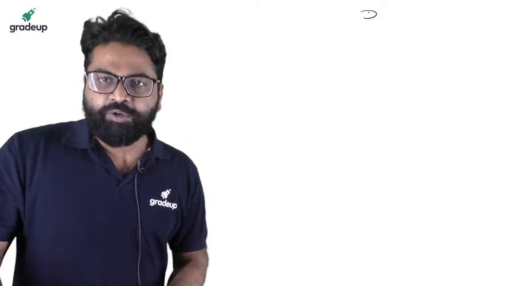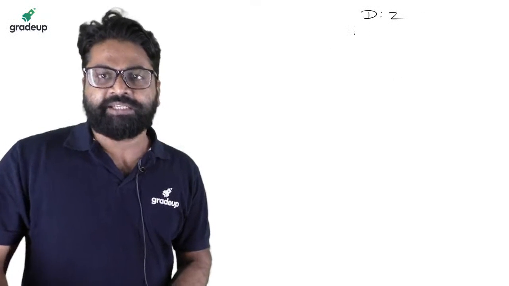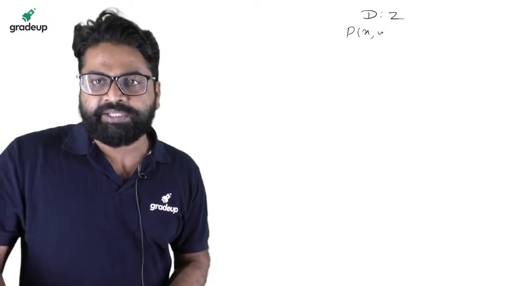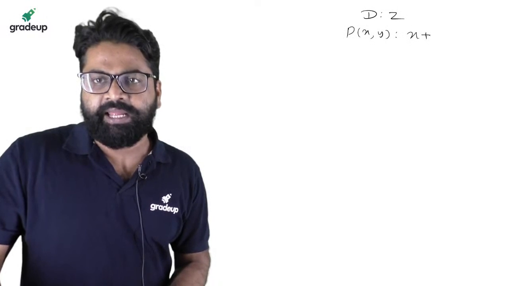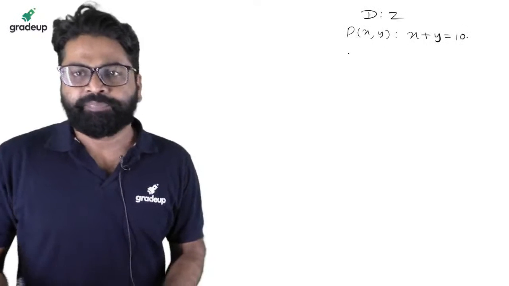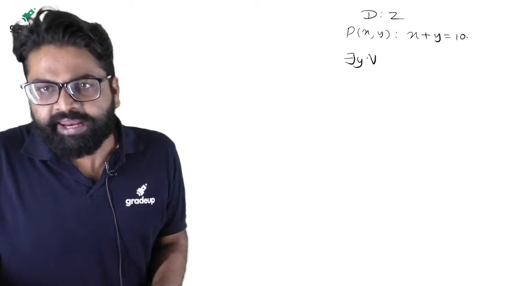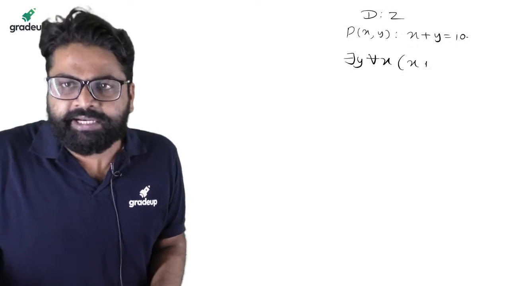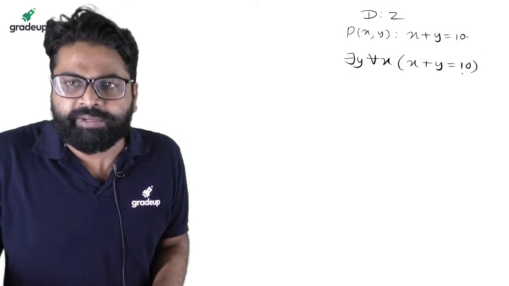As we know, what is our domain? The domain is the set of integers, and what is our open statement? The open statement is x plus y, and that you will get as 10. Now what it's trying to say is that there exists y for all of x. Now what can you write? You can write x plus y equals 10.